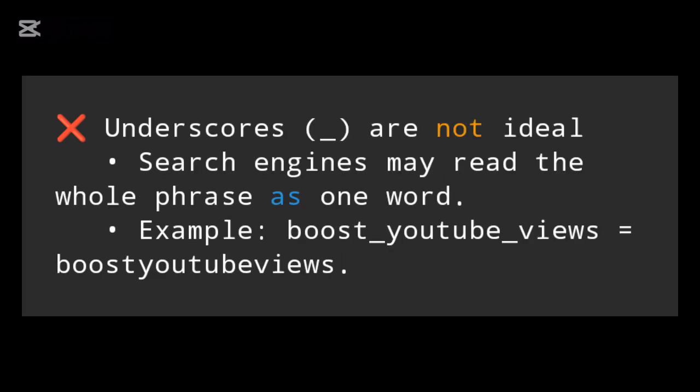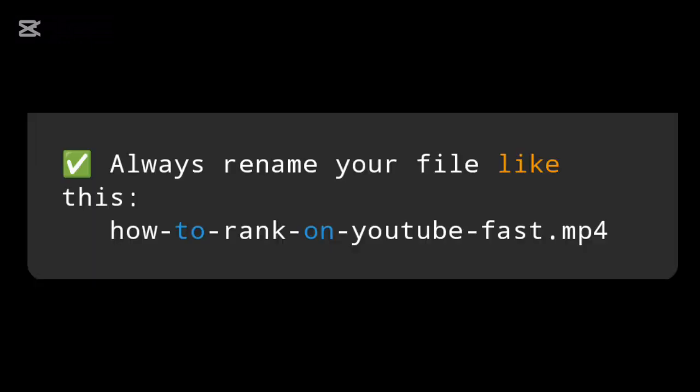And also you should not use underscores, because they are not ideal in the search engine, because they may be read as a whole phrase or word. For example, if your video is about boost YouTube views and you separate the words with the underscores, it will read as boost YouTube views as one word. So always avoid that. Always rename your files like this one, how-to-rank-on-YouTube-fast. Separate the words with the dashes so that SEO can read them better.